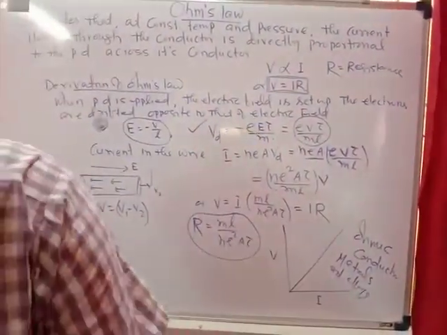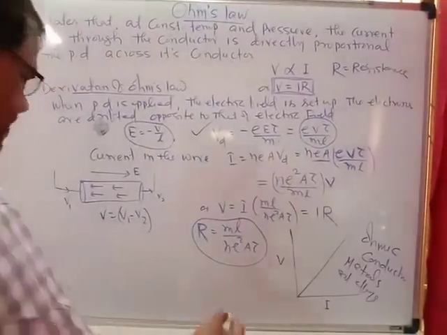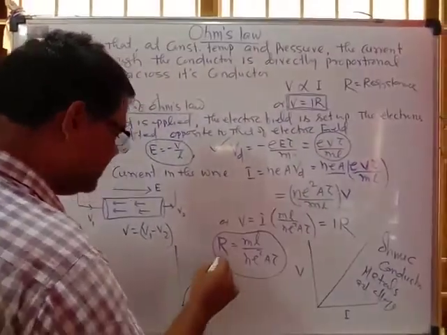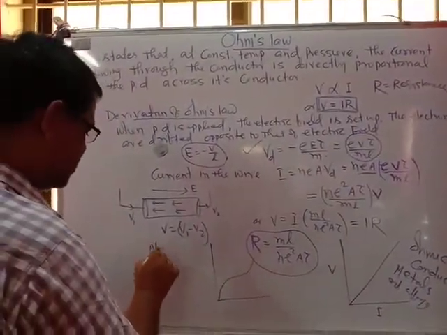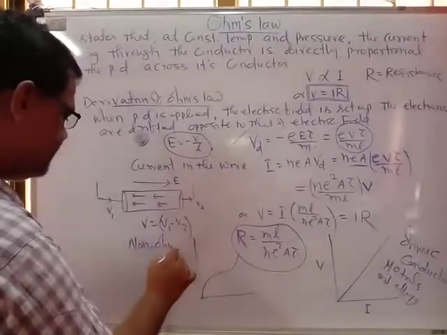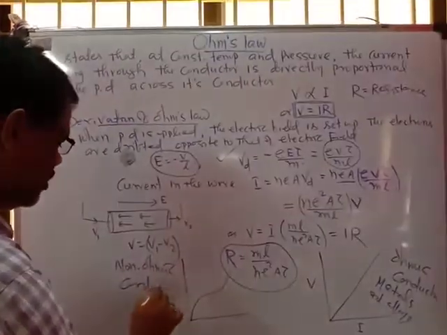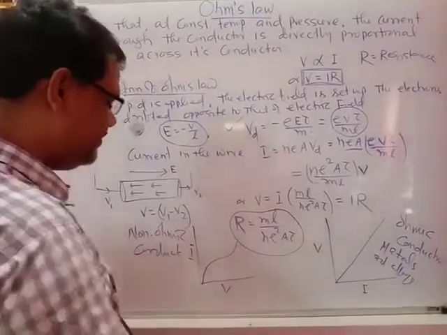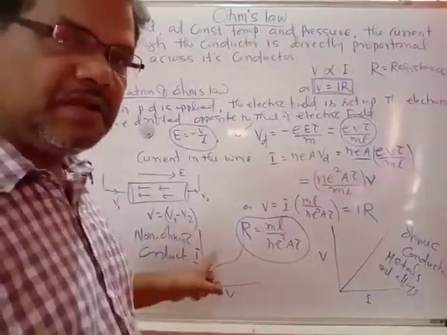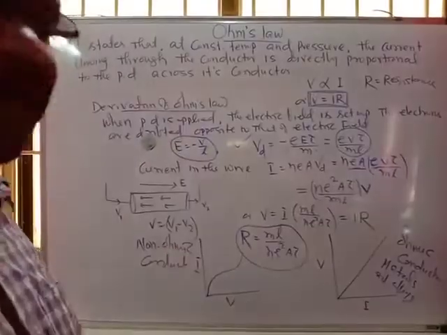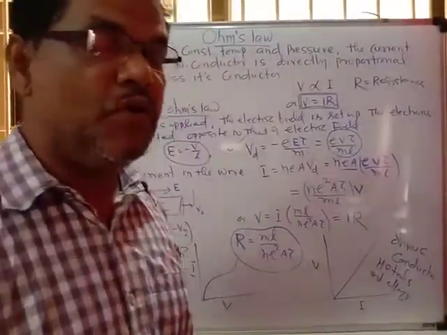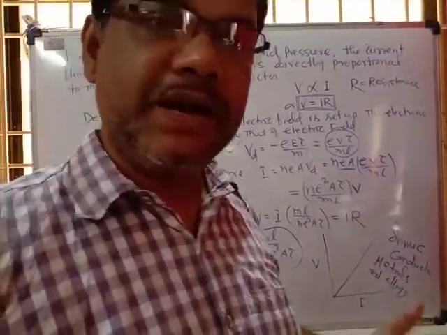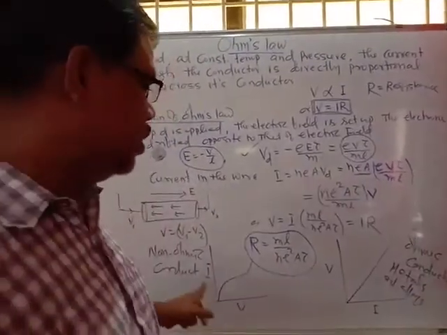And for a non-ohmic conductor, the graph is not a straight line. If you take I versus V also, no problem. The graph is not a straight line for the non-ohmic conductor, the conductor which doesn't obey Ohm's law. That comes into the category of gases and semiconductors. These are the non-ohmic conductors.